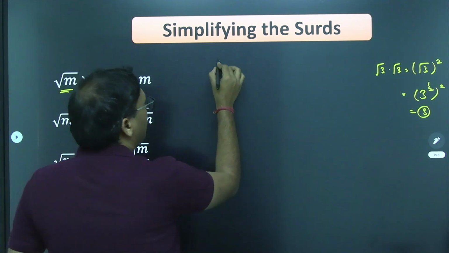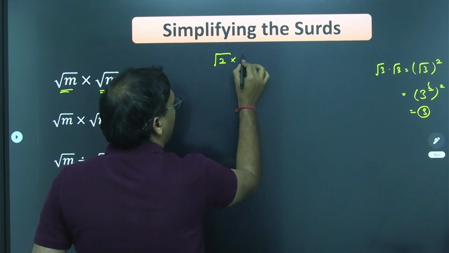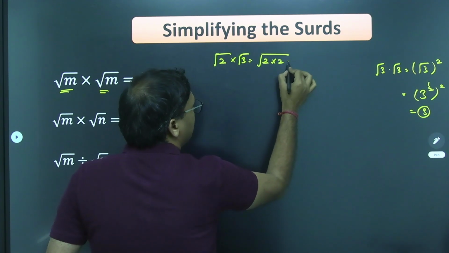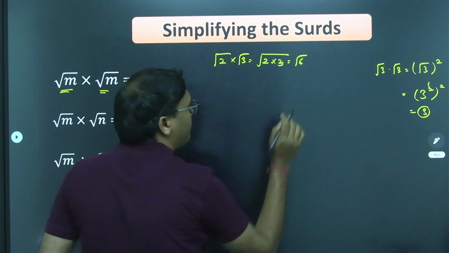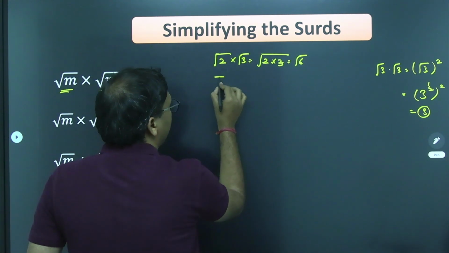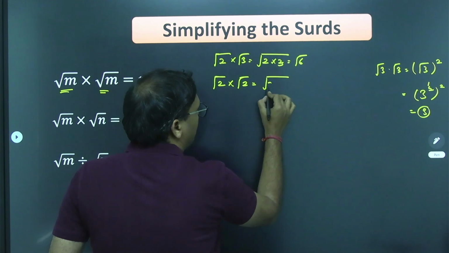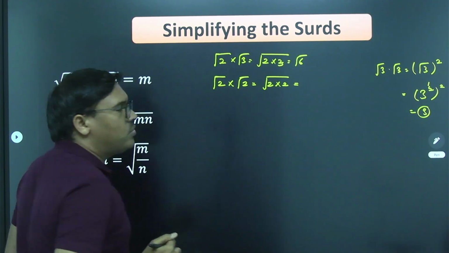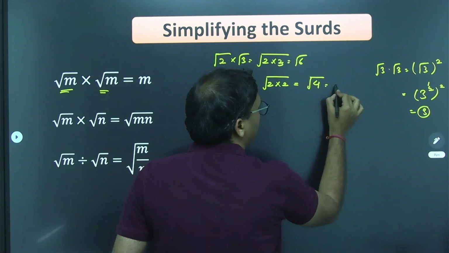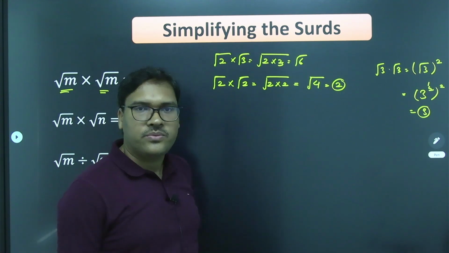So for example, if you have root 2 into root 3, I can say this is root of 2 into 3, which is equal to root 6. By using this, you can prove the first part also. For example, if you have root 2 and square root of 2, what is this? This is square root of 2 into 2, which is square root of 4, and we know square root of 4 is equal to 2. So root 2 into root 2 is equal to 2.